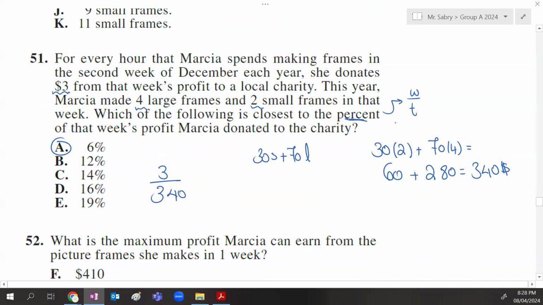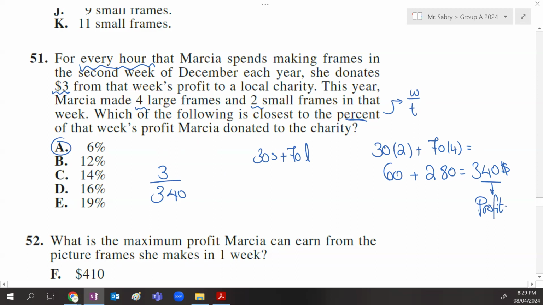Oh no, I understood something else. Here he's saying she'll spend $3 for every hour that Marcia spends, so it's not from the week's profit. The week's profit is indeed this, let me go back. But I don't care about the week's profit. We need to know how many $3 she is going to spend.